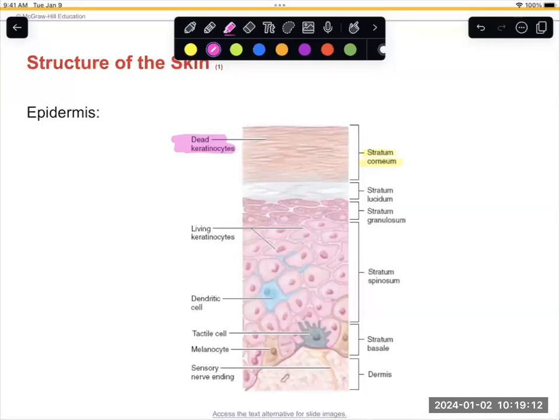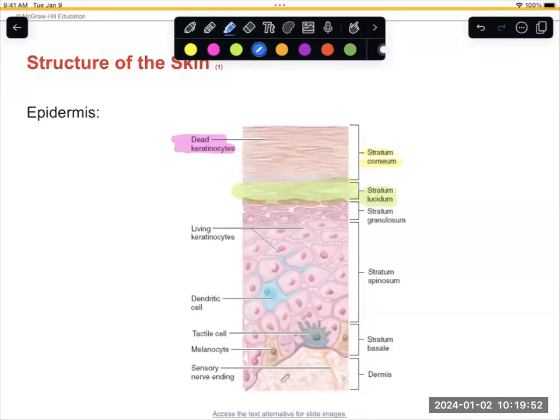The stratum lucidum here, this clear layer that I'm coloring green, is only found on the palms of your hands, your fingers, and the soles of your feet, the bottom of your feet. This is an extra layer that helps to make your skin more tough. The other layers of this epidermis, these cells have a lot more keratin protein.